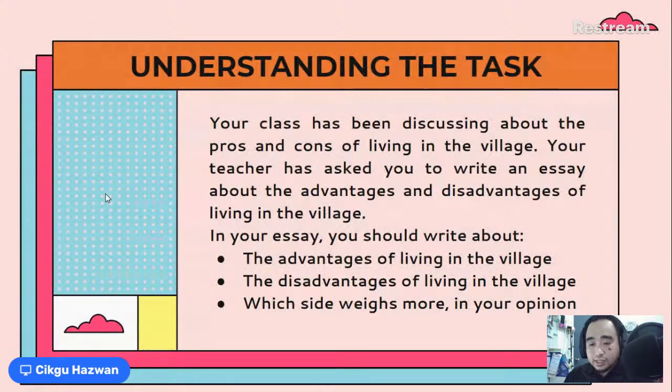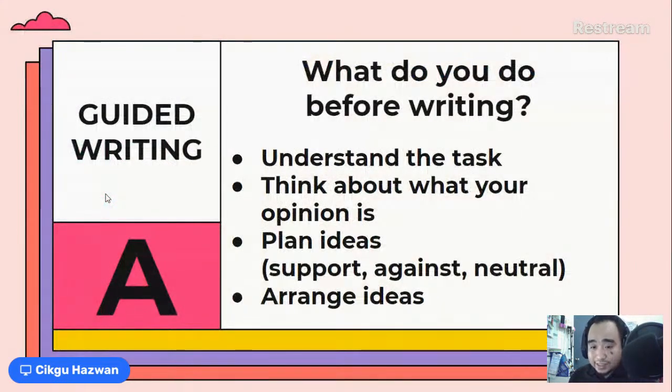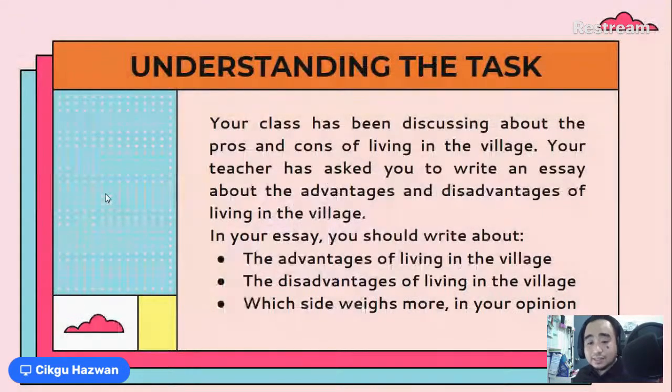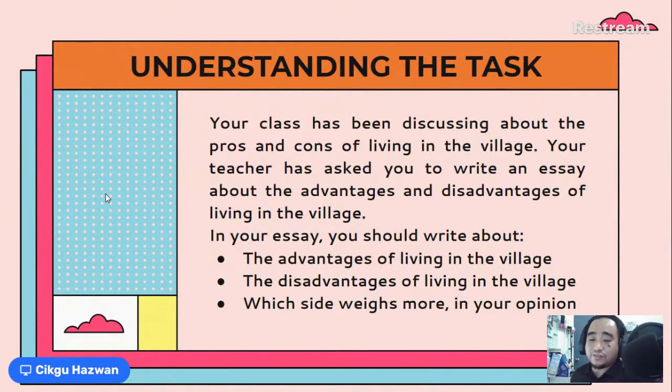So just now I said that the first thing to do is to understand the task. Let's try to understand the task. We're going to do this step by step. Let's read the question. Your class has been discussing the pros and cons of living in the village. Your teacher has asked you to write an essay about the advantages and disadvantages of living in the village. In your essay, you should write about the advantages of living in the village, the disadvantages of living in the village, and which side weighs more in your opinion.